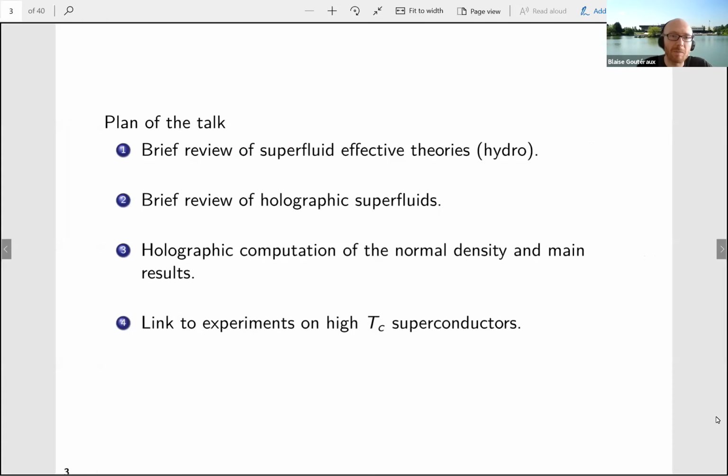Okay, so here is the plan of the talk. I will start by giving you a brief review of superfluid effective theories, mostly superfluid hydrodynamics, just to set the stage a little bit, and tell you what expectations you should have, what we know. Then I'll go through a brief review of holographic superfluids. I'll tell you how we computed these normal densities, so it will become clear what I mean by that once I've gone through the introduction and our main results. And then I'll come back and link all of this to experiments on high Tc superconductors.